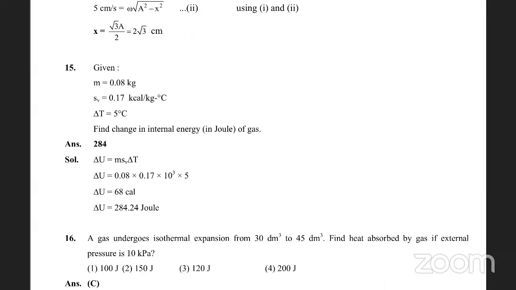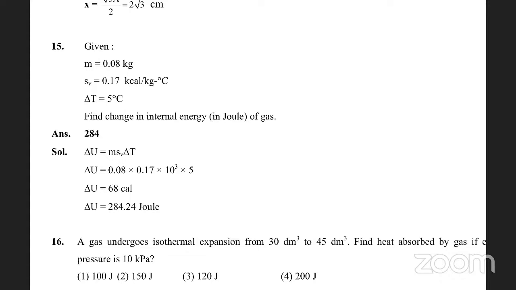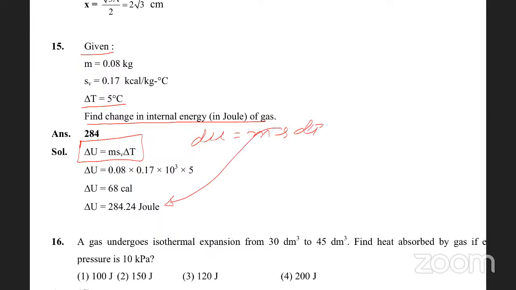Now look at question number 15, which is based on the change in internal energy of the gas. If temperature rises 5 degrees centigrade, with a very straightforward formula, the change dU is equal to m s delta T. Apply directly, you'll get this formula, direct formula.